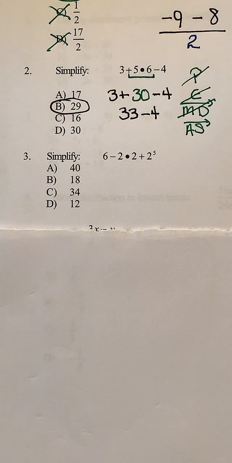All right, let's try the next one. So I want you to simplify: 6 minus 2 times 2 plus 2 to the 5th. Answer choice A, 40, B, 18, C, 34, D, 12.